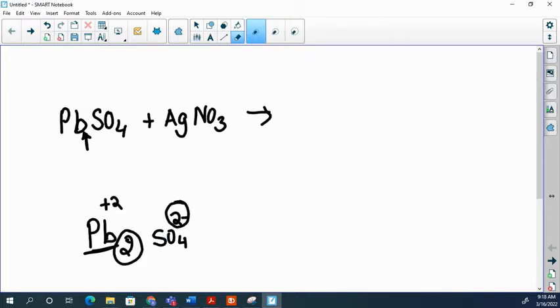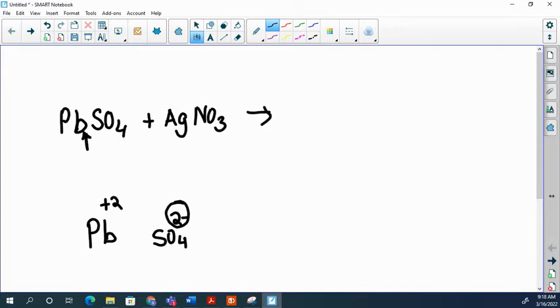When the numerical value of the charges is the same, they cancel each other out. And that's how we know that the charge on lead is Pb +2, and the charge on the sulfate ion, from the polyatomic ion sheet, we know that it's -2.